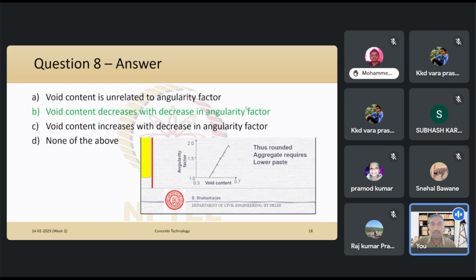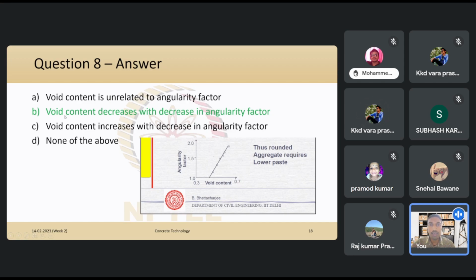What it means is that the sphericity factor will be higher if the particle is more spherical. If it is less irregular and more spherical, the sphericity factor will be higher, or the angularity factor will be lower. If the angularity factor is higher, it means that the particles are more irregular. So angularity factor is related to how irregular a particle's shape is. Higher angularity means the shape is more irregular. But how is it related to the void content?